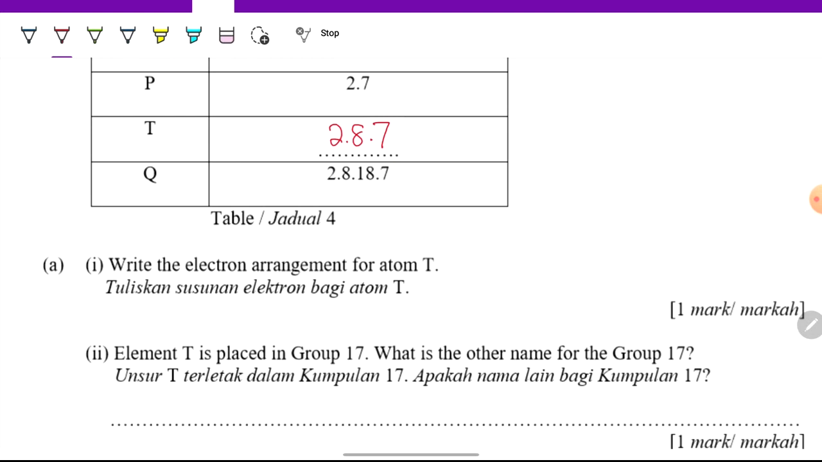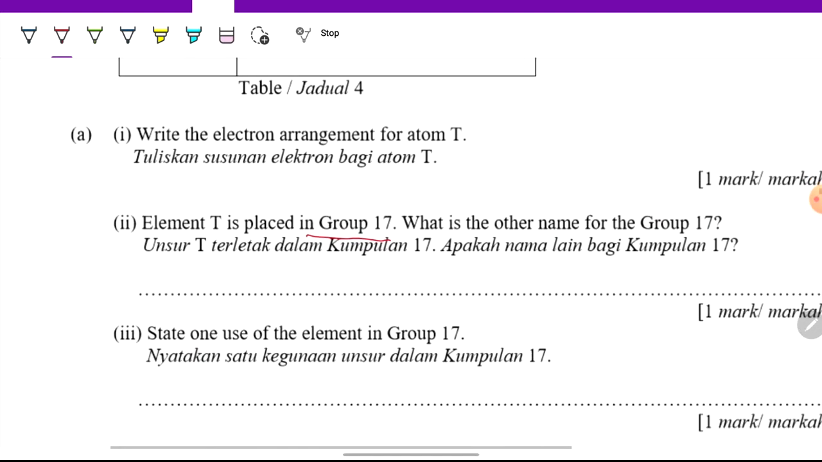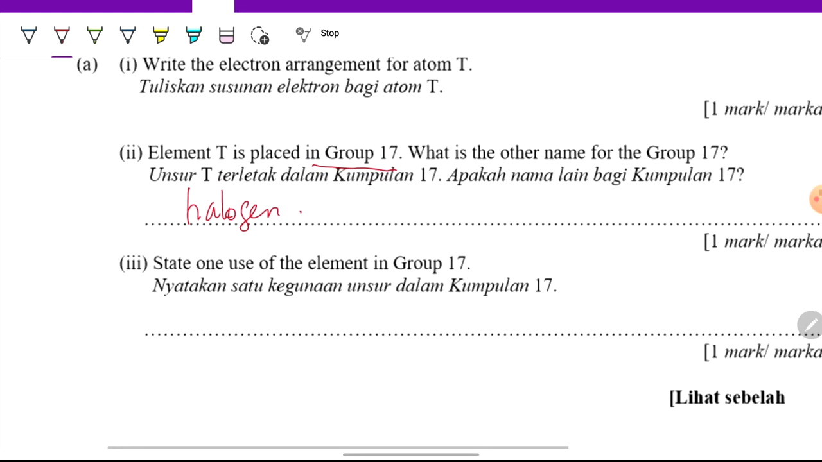Oh yeah, it was mentioned already. So element T is placed in group 17. It should be mentioned in the question first. So what is the other name for group 17? Group 17 is also called halogen. Okay, so step 1, use of the elements. So what is the use of the halogens here?